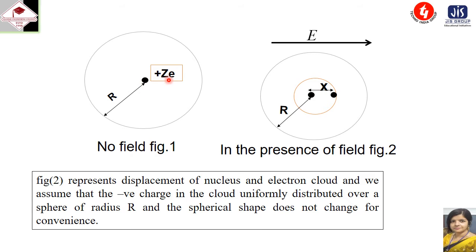So the charge of the nucleus is plus Zd, and R is the radius of the atom. Now there is no field here, but when the atom is under the electric field, the direction of the field is shown. And now that is figure 2. This figure represents displacement of the nucleus and the electron cloud, and we assume that the negative charge in the cloud is uniformly distributed over a sphere of radius r, and the spherical shape does not change, for convenience, that we are considering.